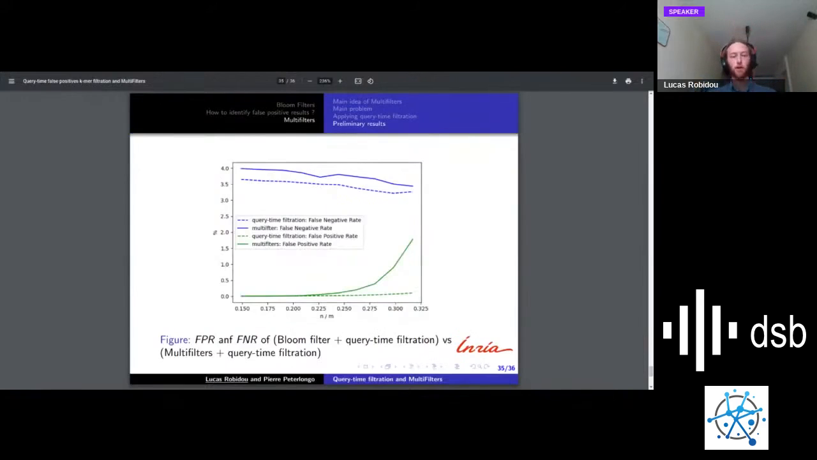And indeed, if you look at that figure again with multi-filters, you can see that the false positive rate is once again very low, at about 0.004%, and stays very low even if you load the filter a bit more. However, once again, you pay for that with a false negative rate of 4%.